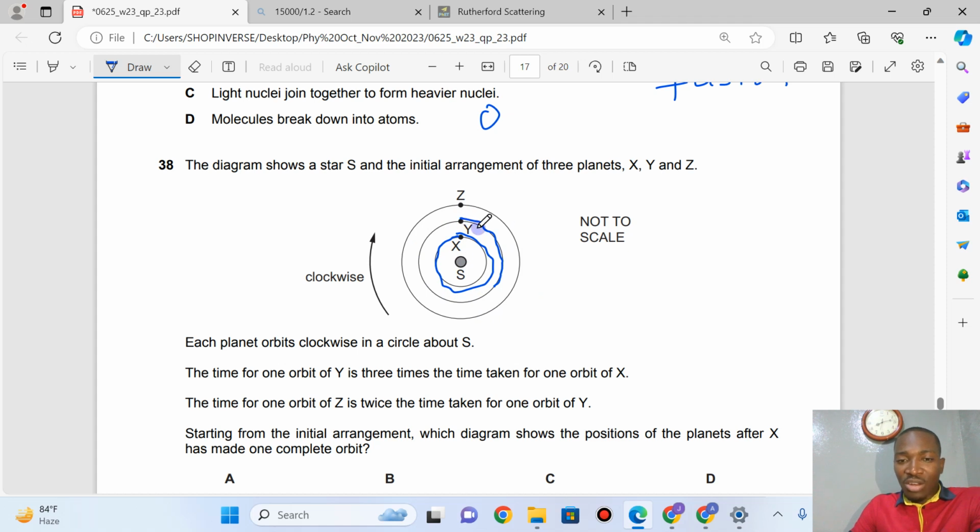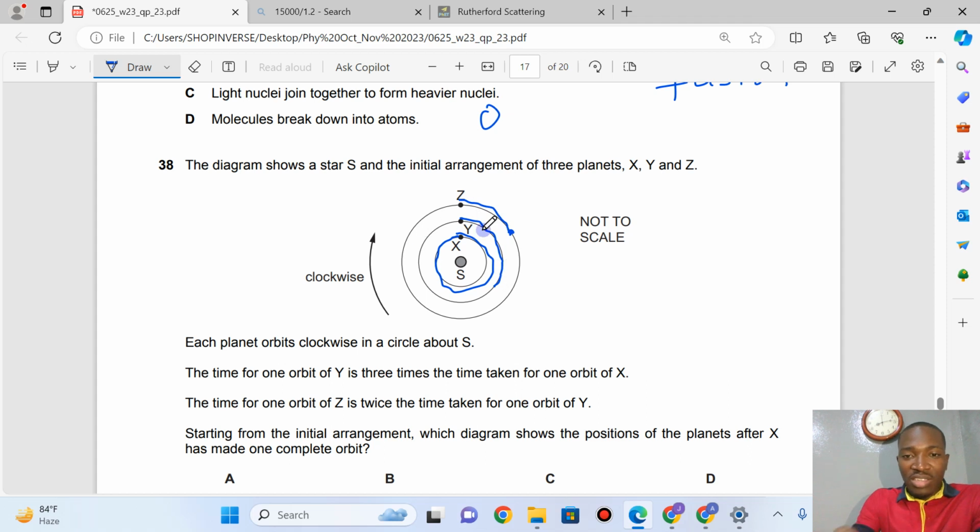And if Y goes round up to this level, 1/3, then Z will just go up to half of that. Z will just have gone up to this level. You get it? Yeah. Now they're asking, starting from the initial arrangement, which diagram shows the position of planets after X has made one complete orbit? If X makes one complete orbit, then Y would have made 1/3 of that, then Z would have made half of what Y is making.